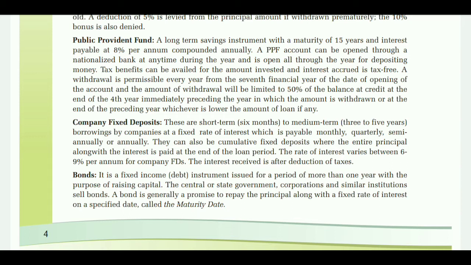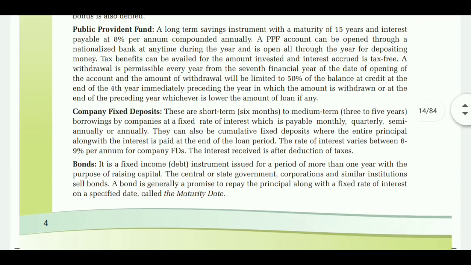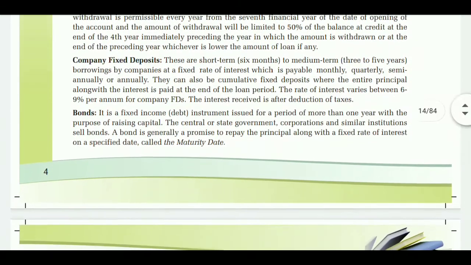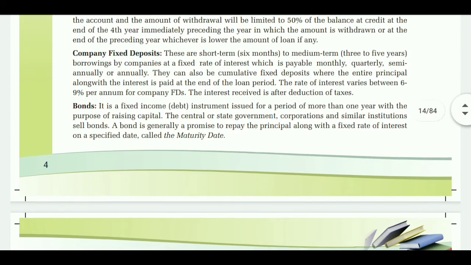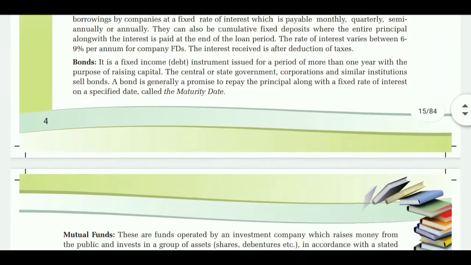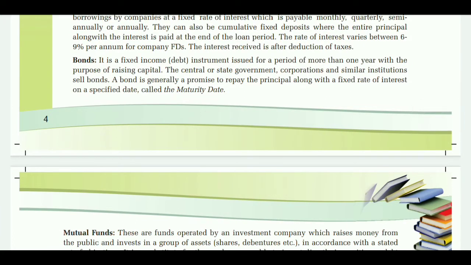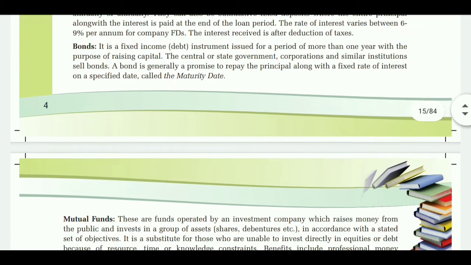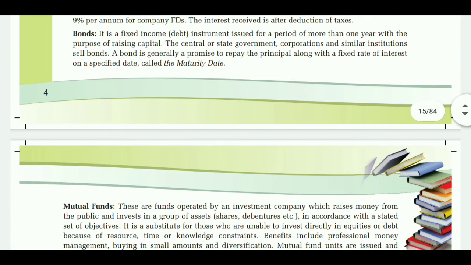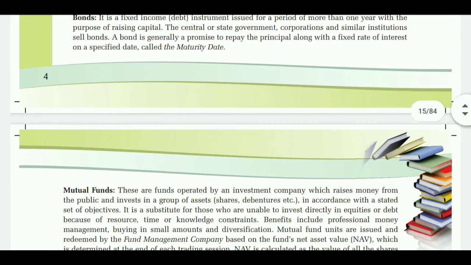Bonds. It is a fixed income debt instrument issued for a period of more than 1 year with the purpose of raising capital. The central or state government, corporations, and similar institutions sell bonds. A bond is generally a promise to repay the principal along with the fixed rate of interest on a specified date called the maturity date.